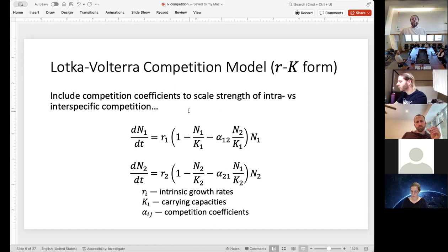All right. So this is it. This is the traditional, let's call it RK form of the Lotka-Volterra competition model. It has 6 parameters for 2 species. It's a dynamic model, I forgot to mention that. So how do we read this? On the left-hand side of each equation, we have the change in population 1 with respect to time. And on the right, we put all the processes, the terms that we think cause species N1's abundance to change over time.